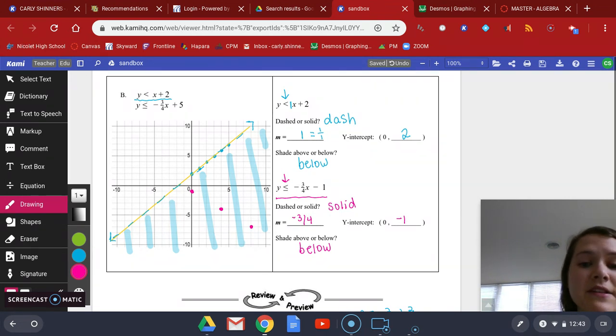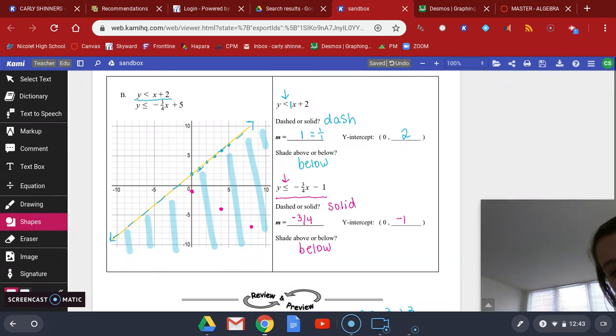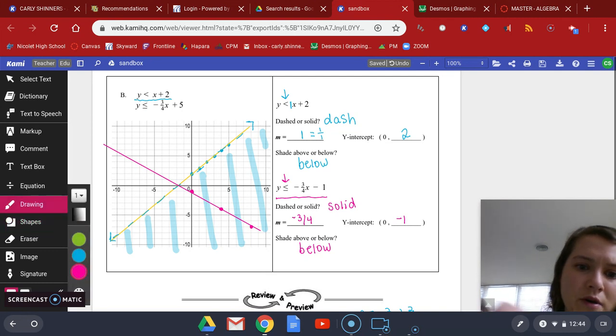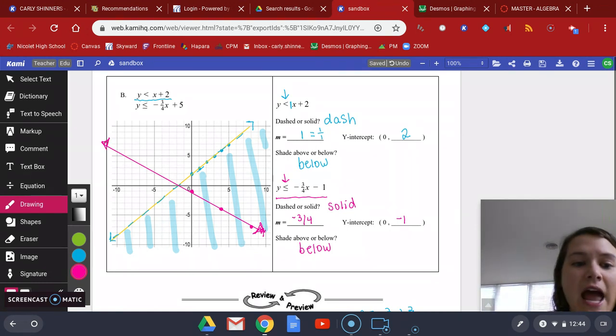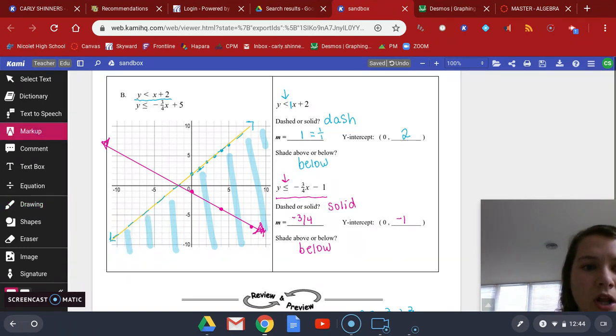This is going to be a solid line. So feel free to solid this one in. So no dashes. Alrighty. There we go. Make sure we got arrows on this line. And again, it's a solid line, so no dashes, keep it solid. And we're shading below. So I'm going to shade below this pink line now.